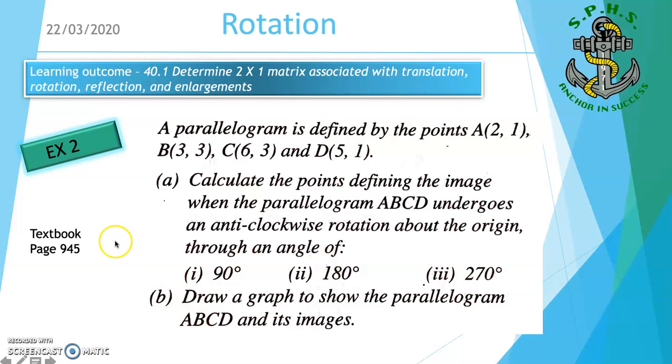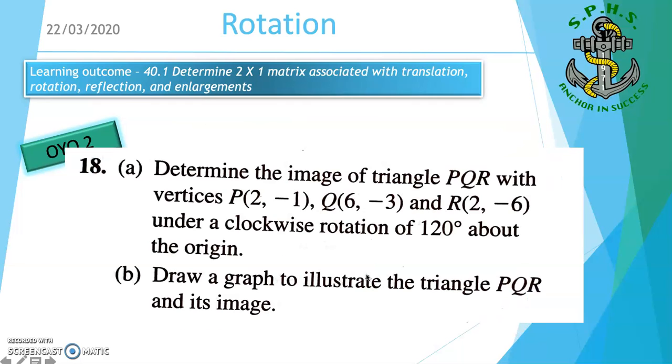Example 2 can be found in your textbook on page 945, of a 90-degree clockwise rotation. Here is the on your own question for clockwise rotation.